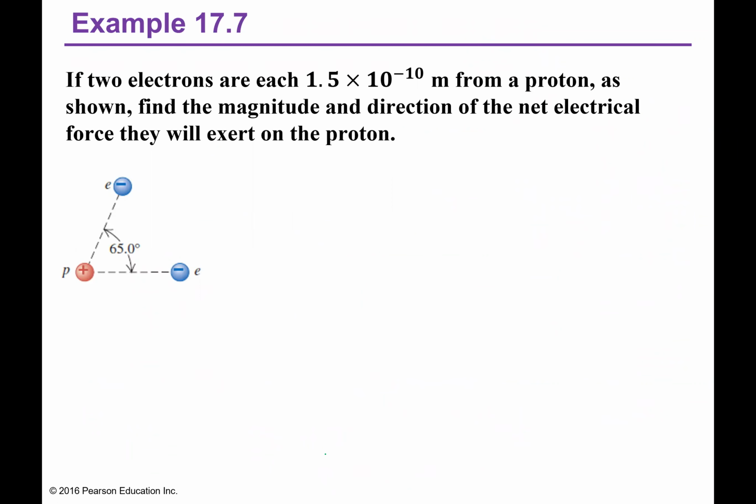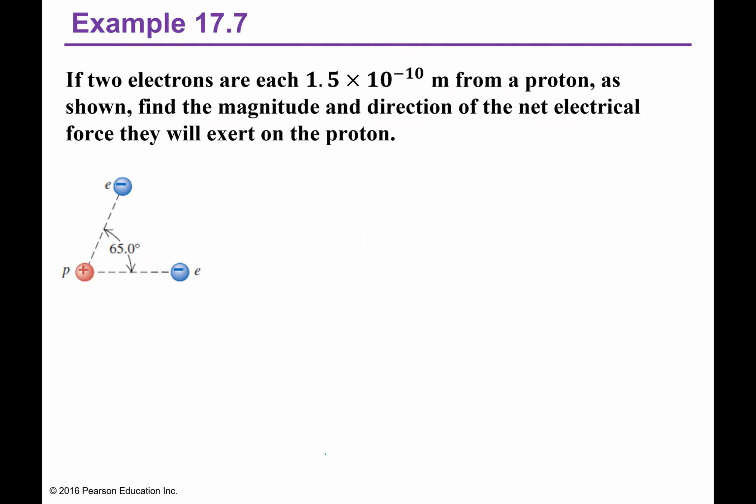Okay, so I have one last example here in electric force calculations. Generally, this electric force calculation, as you can see, requires a lot of vector calculation. And what I'm doing here is probably one of the hardest ones because this is now a two-dimensional vector calculation. If 2 electrons are each 1.5 times 10 to the negative 10 meter from a proton, as shown in the figure, find the magnitude and direction of the net electrical force they will exert on the proton.